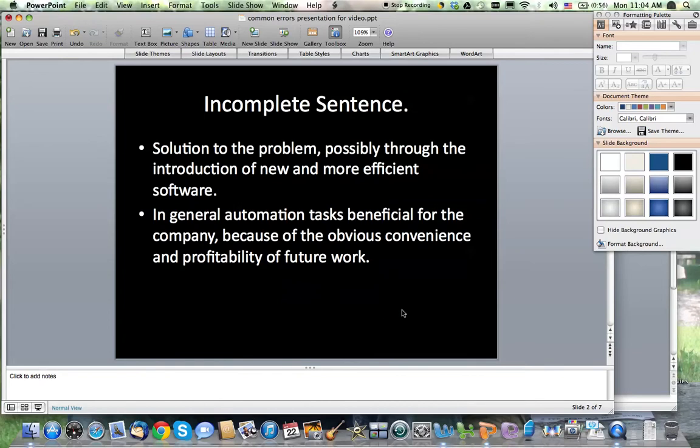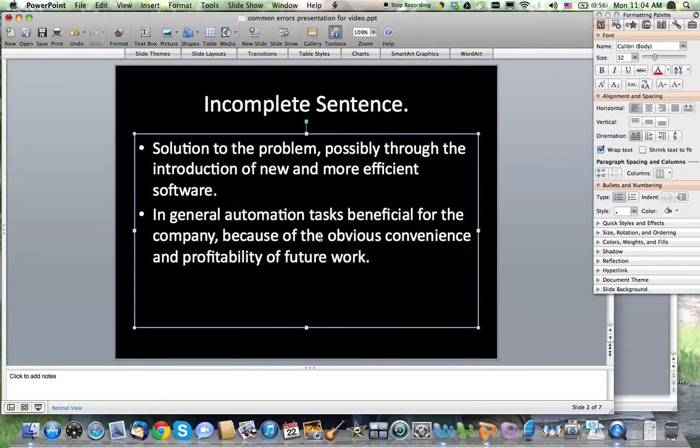The first very common error is an incomplete sentence. I have a couple of examples here. An incomplete sentence usually lacks a verb, although sometimes it lacks other things, but most of the time what I see are sentences lacking simple verbs like is or are. Let's take a look at the first sentence. Solution to the problem, possibly through the introduction of new and more efficient software.